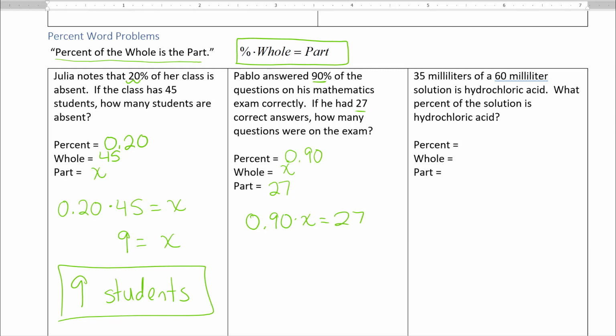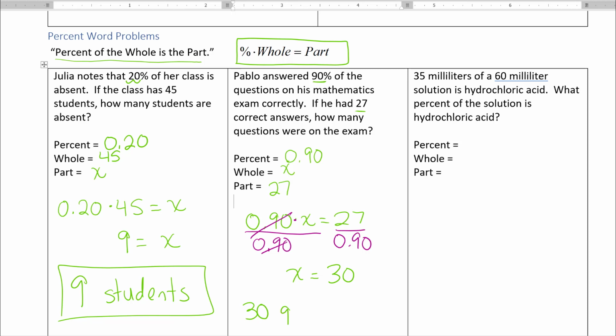To solve this equation, I need to get X by itself. The opposite of multiply would be divide, so I'm going to divide by the number in front of X, which is 0.90. So that goes away, and I'm left with X equals. Take out my calculator and type in 27 divided by 0.9, and that gets me 30. This tells me that there were 30 questions on the test, which makes sense. If you got 27 correct, that's about a 90. Okay, so you can do a little bit of deducing in your head.